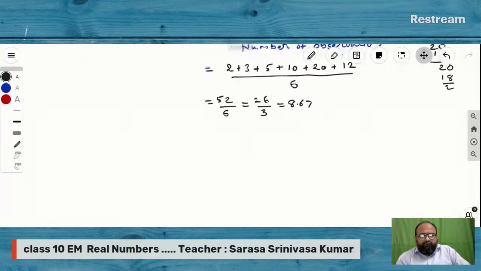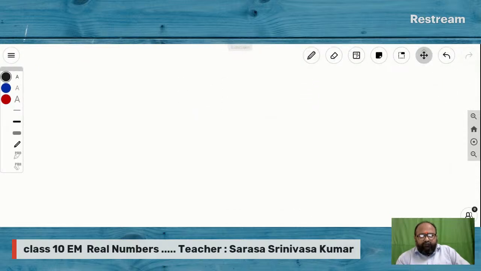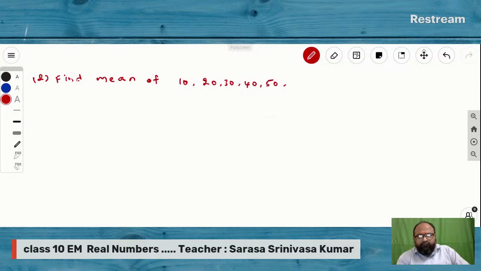Now we find the arithmetic mean for some other data. Find the mean of 10, 20, 30, 40, 50, 60, 70, 80.